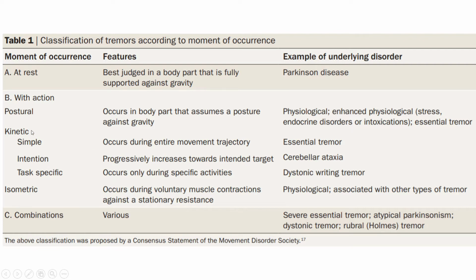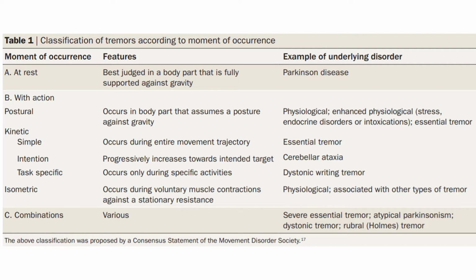An intention kinetic tremor is one which progressively increases towards the intended target. Please note that a simple kinetic tremor would occur during the entire movement trajectory, while an intention tremor would be more towards the end of the action, progressively increasing towards the intended target. A classical example is cerebellar ataxia. A task-specific kinetic tremor would occur only during specific activities, for example, dystonic writing tremor.